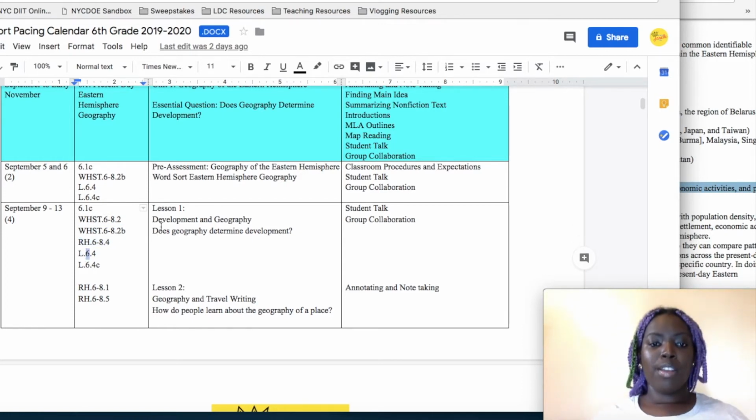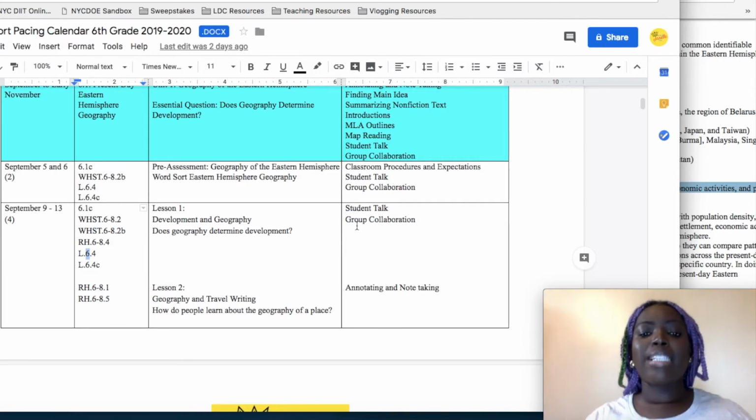So, lesson 1, passport. So development of geography, and the essential question for that lesson is, does geography determine development? Student talk is my skill and my group collaboration. So I know what I am assessing for each lesson. That is an effective way of doing a pacing calendar.